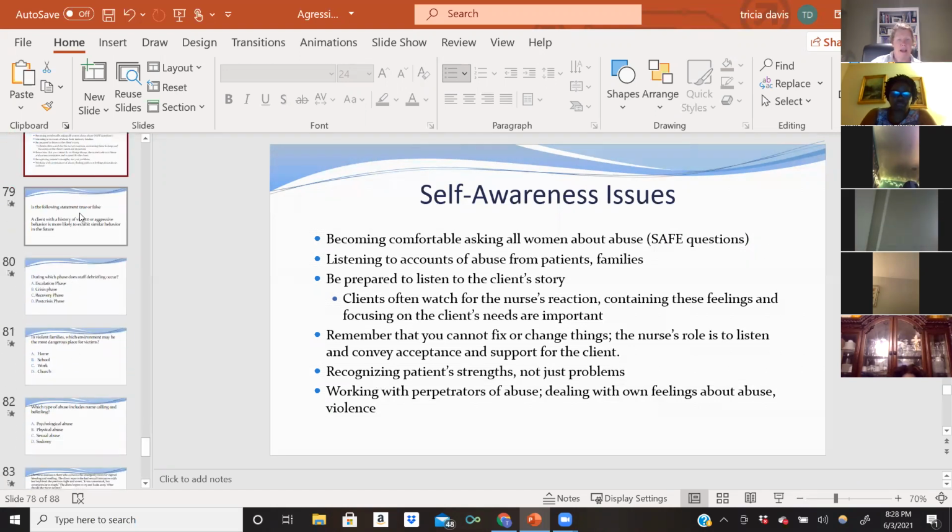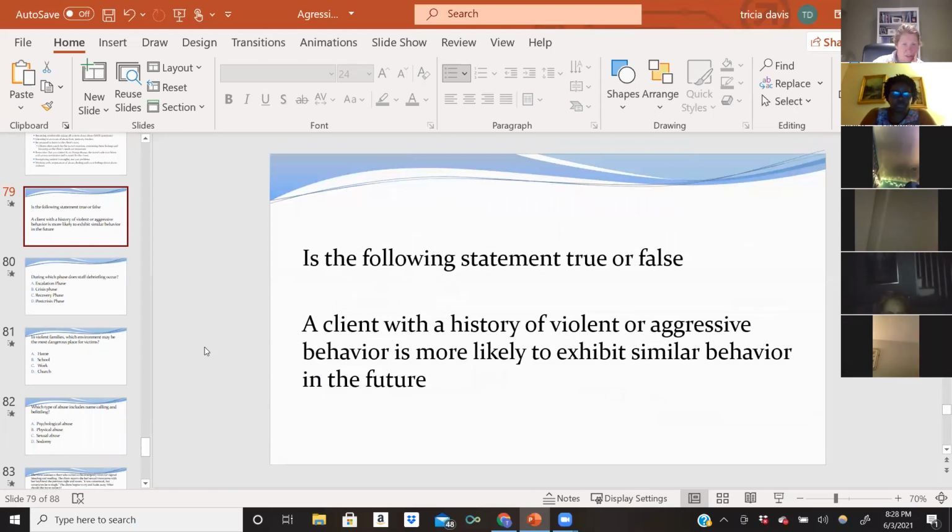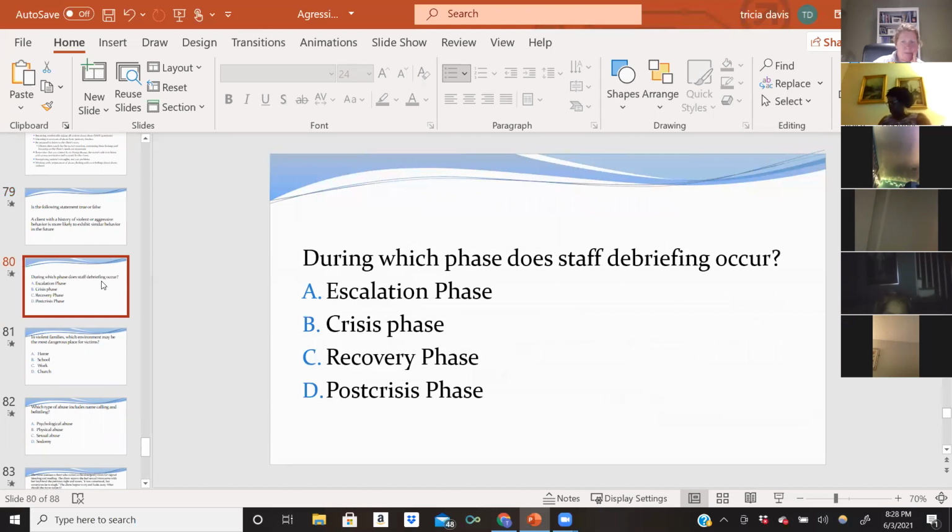All right, now I have some questions. Is the following statement true or false? A client with a history of violent or aggressive behavior is more likely to exhibit similar behavior in the future. True. Yes, that's right.